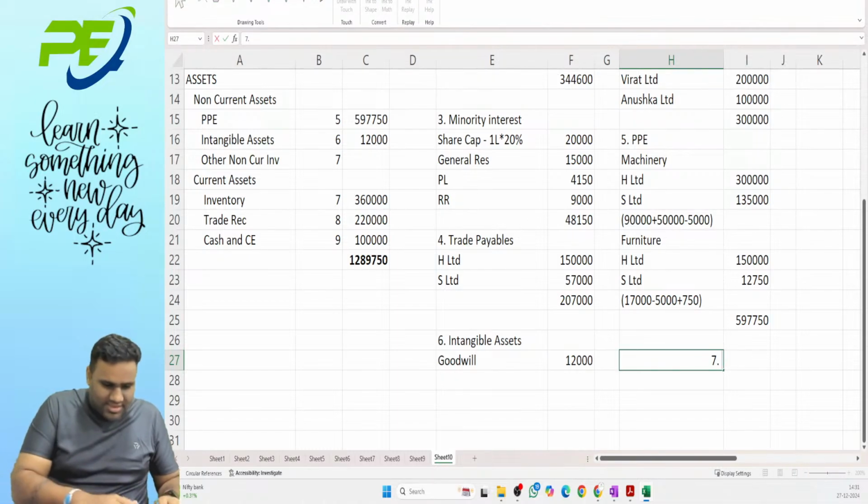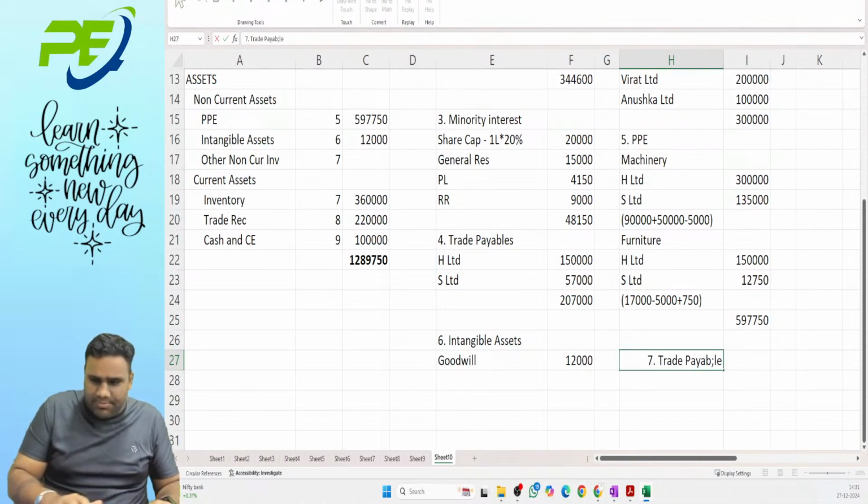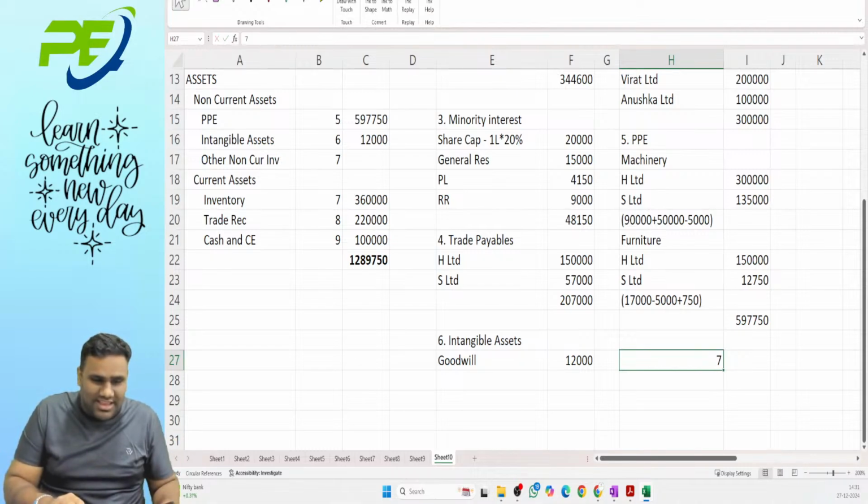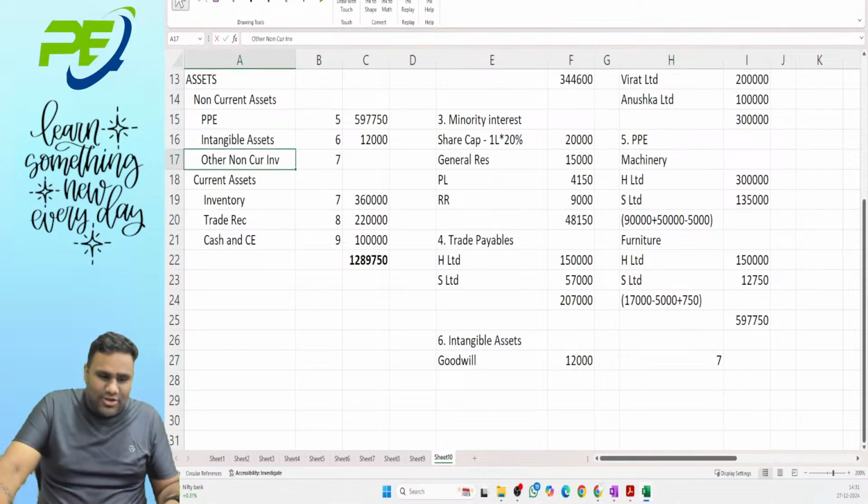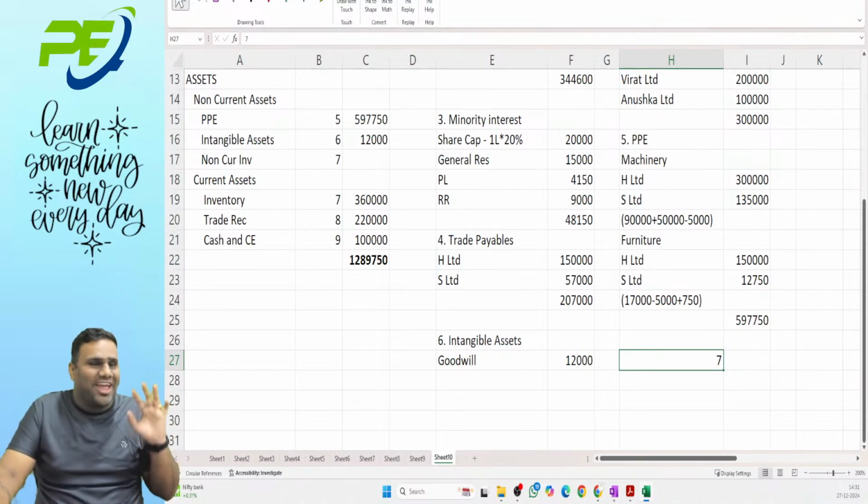So trade payables. Once again, first part, other will not come at all. Non-current investment.